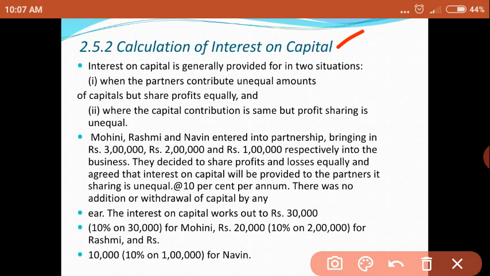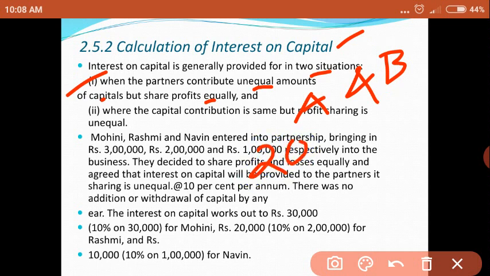Interest on capital is generally provided in two situations. First, when the partners contribute unequal amounts, that is, different amounts of capital, but share profit equally. They are going to share the profit in the future in an equal ratio. Example: suppose A and B are partners. A contributes rupees 20,000 and B contributes rupees 10,000.